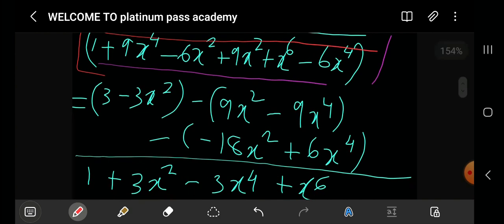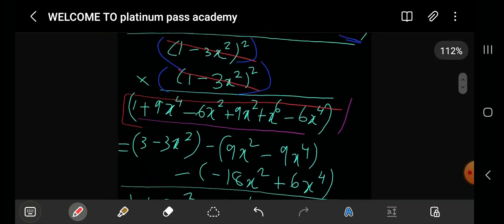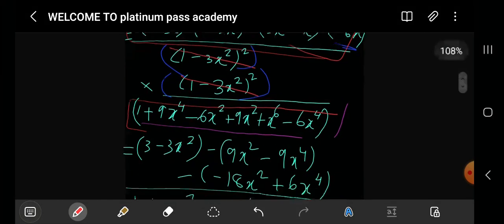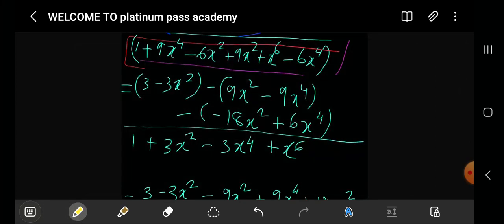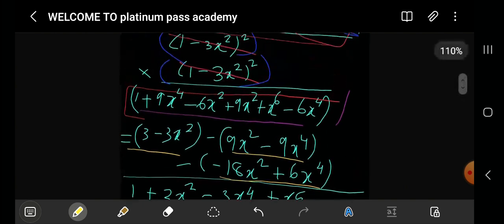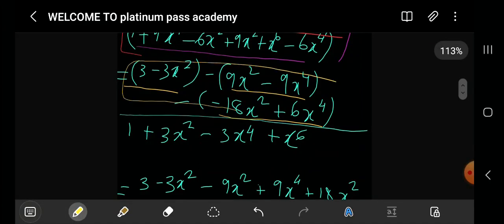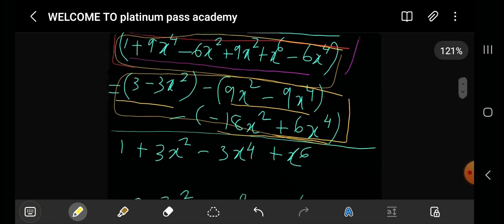Then the numerator, this one, this thing I'm going to solve here. So this one is simplified, this whole square thing, this multiplication thing has been solved right here. Then the simplification of this term is done right here.